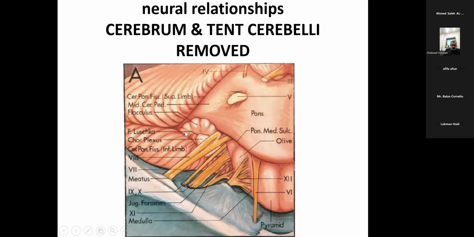This is the flocculus of the cerebellum, which tends to hide the origin of the 7th-8th nerve complex. And this is the exiting portion, where the 7th-8th nerve complex tends to exit into the internal acoustic meatus. The 9th, 10th cranial nerves tend to exit into the jugular foramen. This is the dural septum separating the 9th cranial nerve superiorly and the 10th cranial nerve inferiorly. And this is the spinal accessory nerve, which usually exits along with the vagus, and the 12th cranial nerve, which tends to exit via the hypoglossal canal.